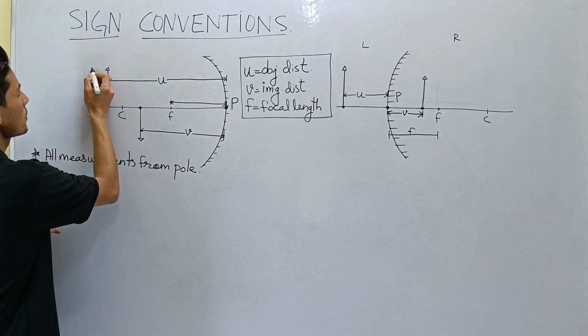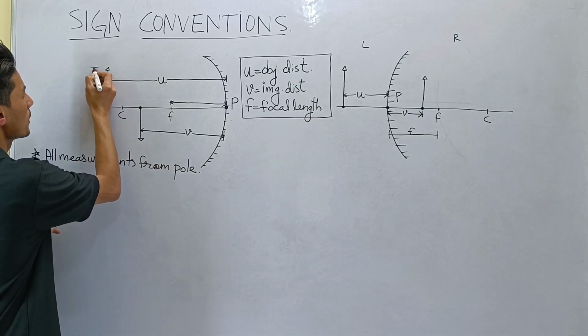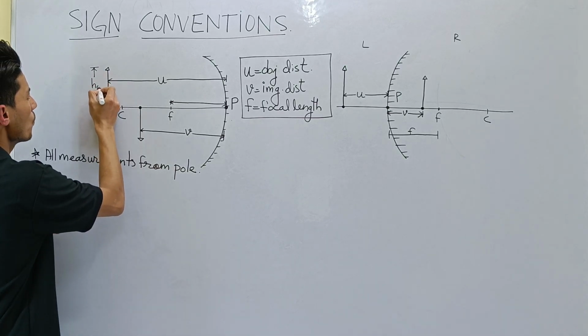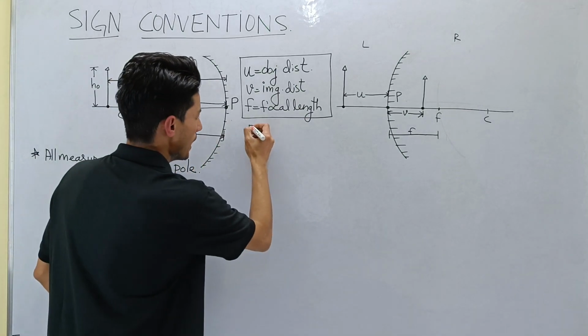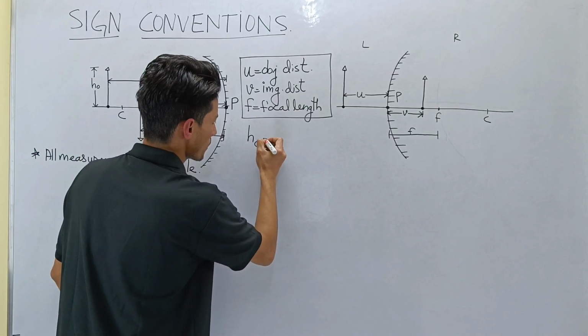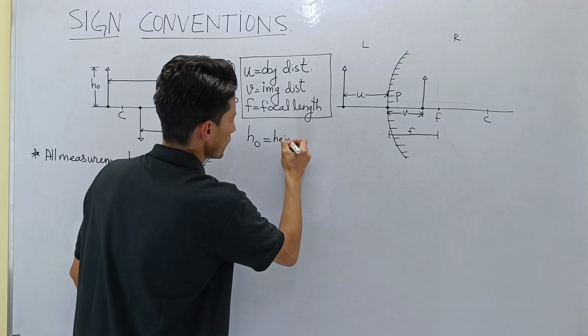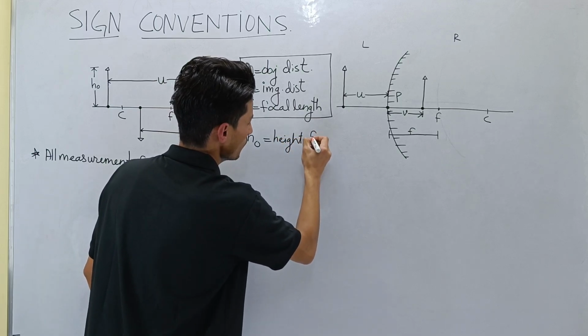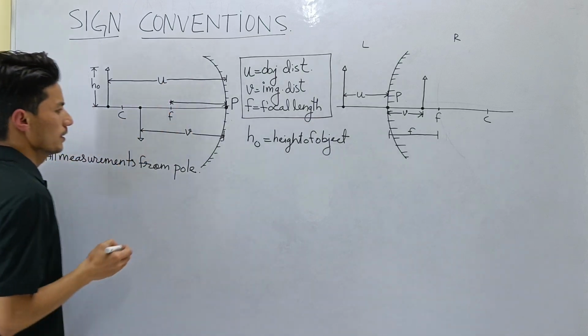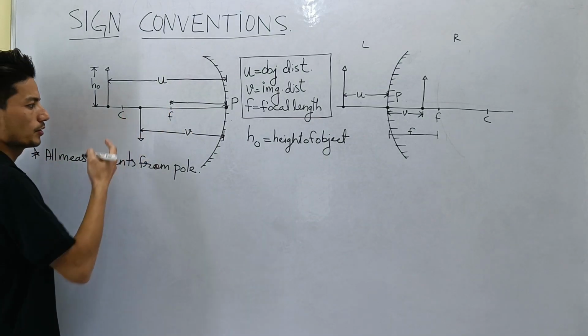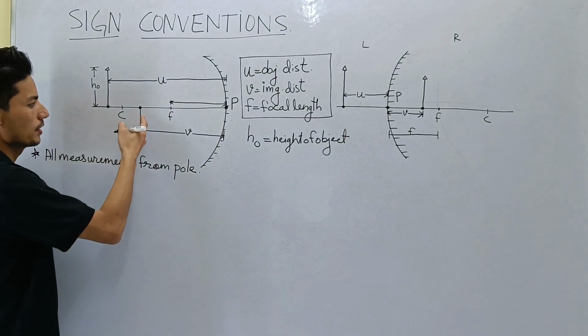So since we are going to measure height, it will be like this. Let's call it HO, because height of the object. H stands for height, O stands for object. So this is called height of the object. HO means height of object.